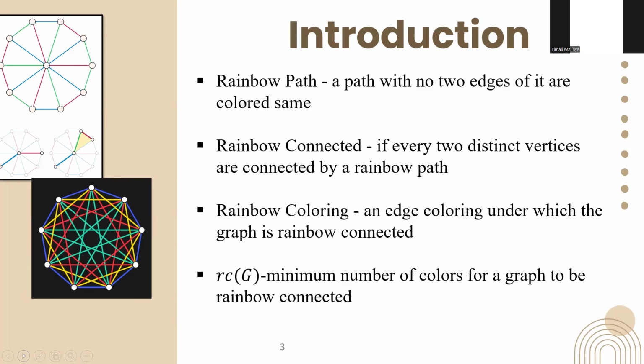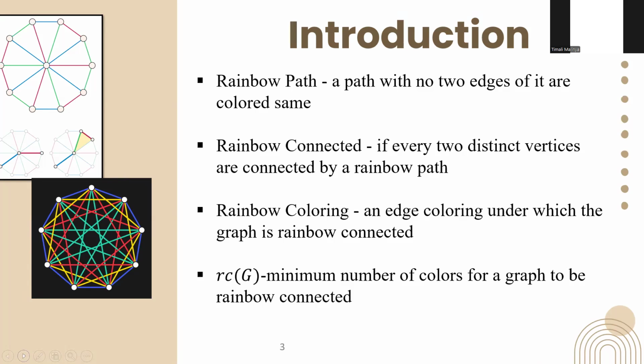And from this area emerged a particularly interesting concept called rainbow connection. A graph is said to be rainbow connected if for every pair of vertices there exists at least one path between them where no two edges share the same color. Such a path is called a rainbow path, and the minimum number of colors needed to achieve this property across the entire graph is called the rainbow connection number, which is denoted by rc(G).